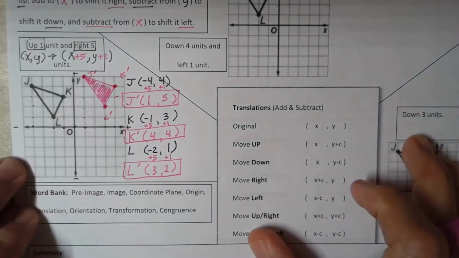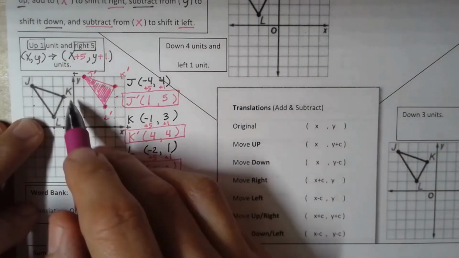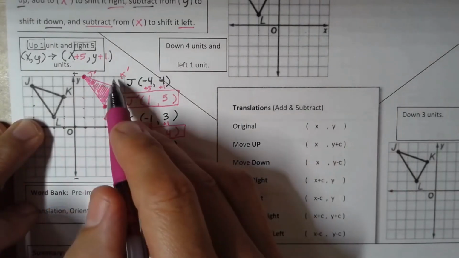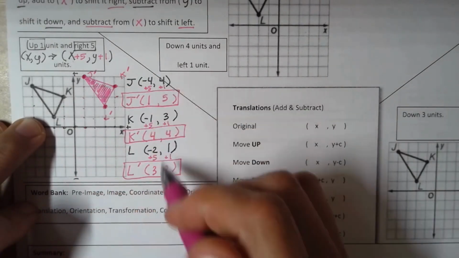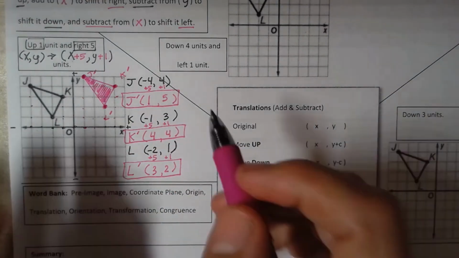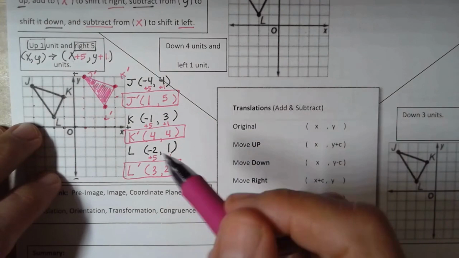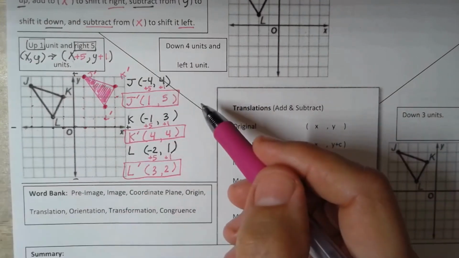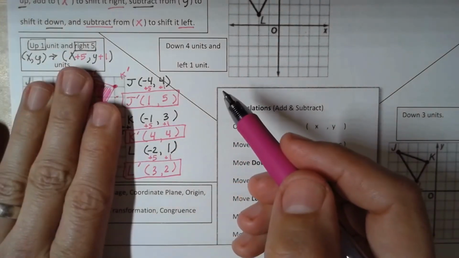So there might be some of you looking at this going, you know what, Mr. H, it's way easier just to count 5 over and up 1 and draw a dot than it is to do the math over here. You know what, Mr. H agrees with you. I believe that it is easier to do that, but we need to know how to do the math because on a STAR test, sometimes they won't give you the picture.